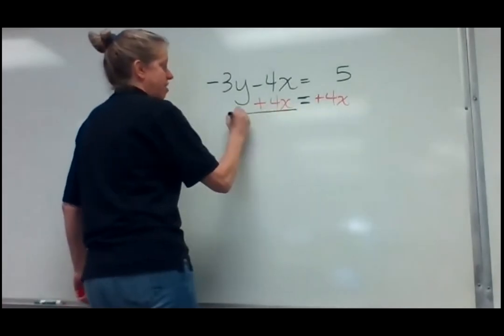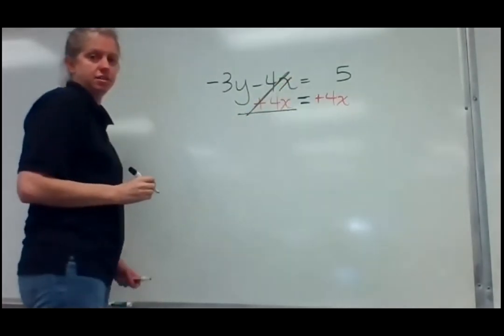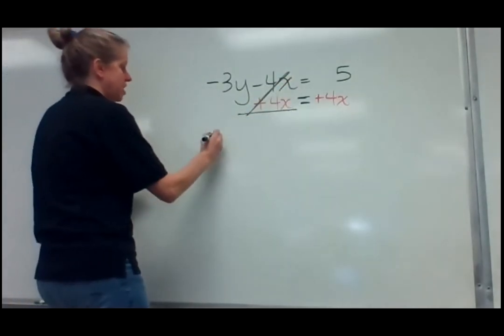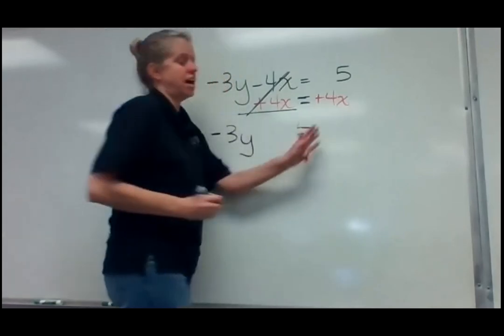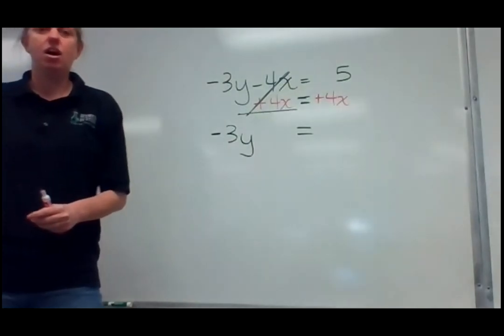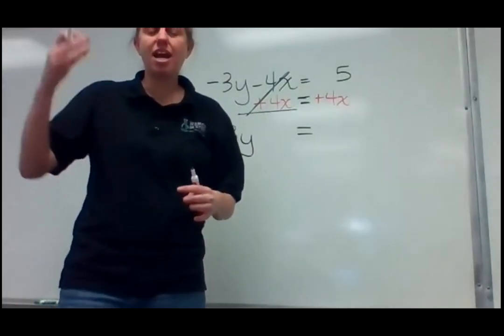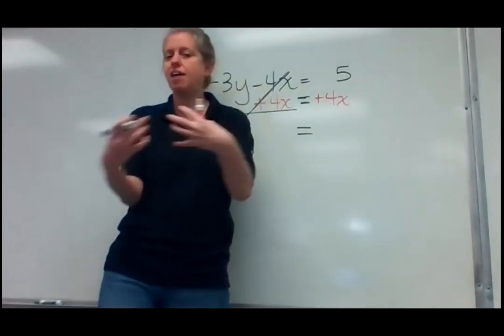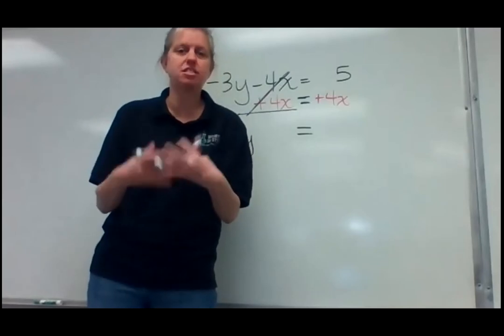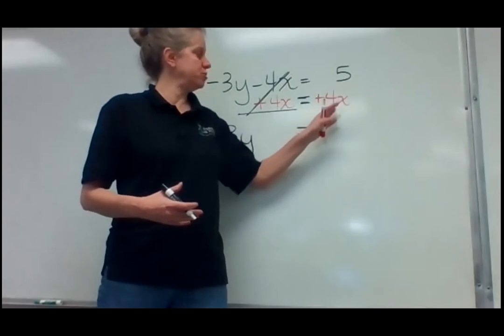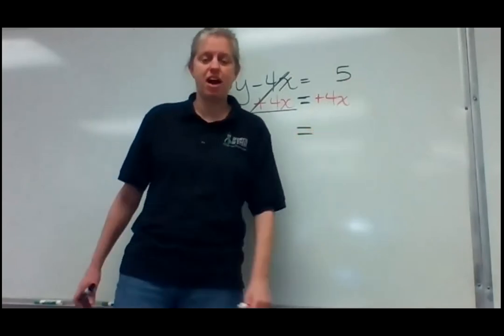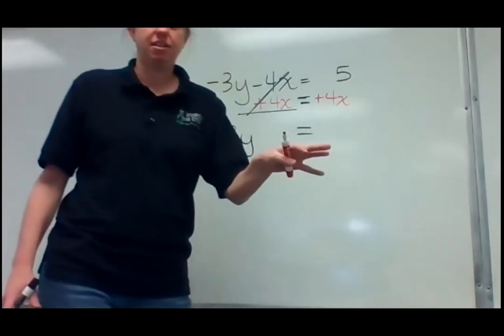So let's see what I have left. Those go away. All I have left over here is the negative 3y equals. Now be careful on the right side. Those are not like terms, right? You can't add the 4x and the 5 and put them in the same basket because they're not like terms. So these two terms, you're just going to have a 4x and a plus 5 on the right.